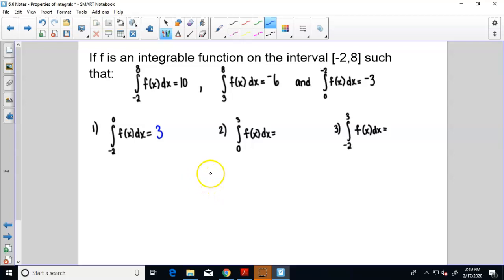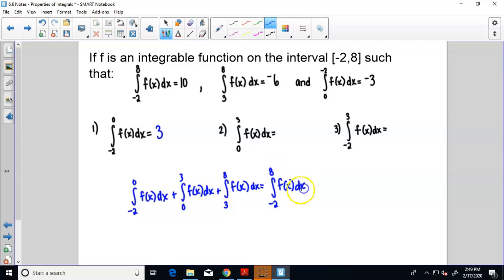So we would know that the integral from -2 to 0 of f of x dx plus the integral from 0 to 3 of f of x dx plus the integral from 3 to 8 of f of x, right? And you wouldn't necessarily have to write this out. But we would know those three pieces together would equal the integral from -2 to 8 of f of x dx. Well, we have most of that information.